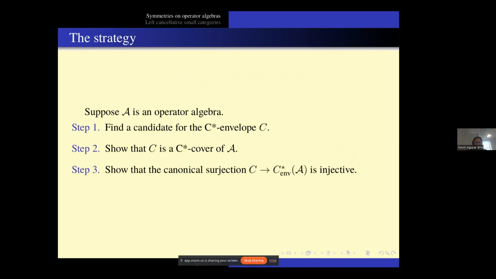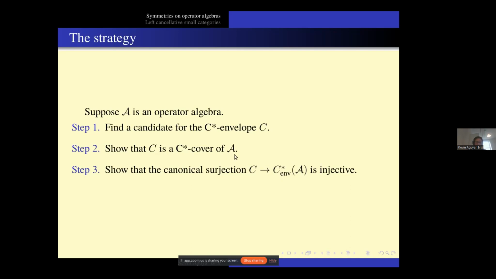Okay, so if I'm trying to push this idea of trying to compute the envelope, I want to flesh out how you would do that. In practice, you'll take 3 steps. So you start by having a candidate for what the C-star envelope should be. You'll show that it's a C-star cover as step 2. So this just means that it contains a copy of A.